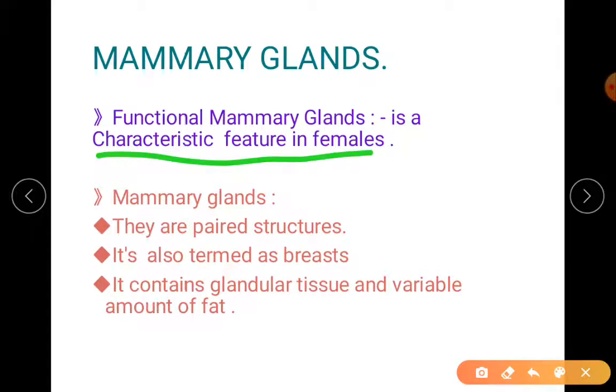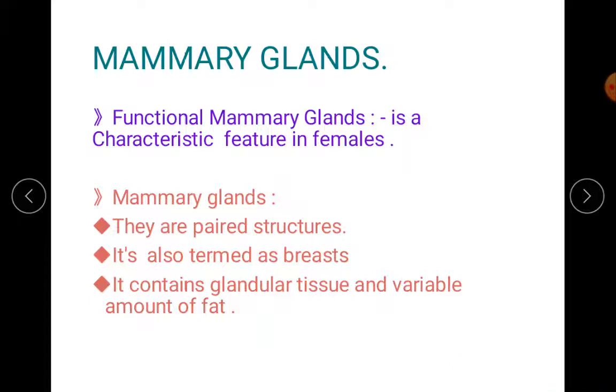So you understood about the diagram. You should know the theory part as well. The functional mammary gland is the characteristic feature in females. Why did I say functional? Because there are certain cases you might have seen in males, they have the development of mammary glands, the development of breast, which is not functional. So we are talking about the functional mammary glands here, which occur in females.